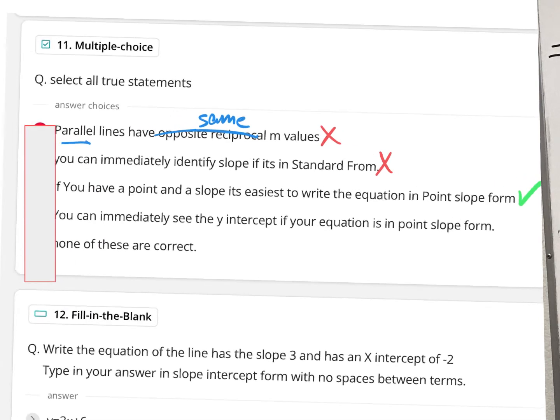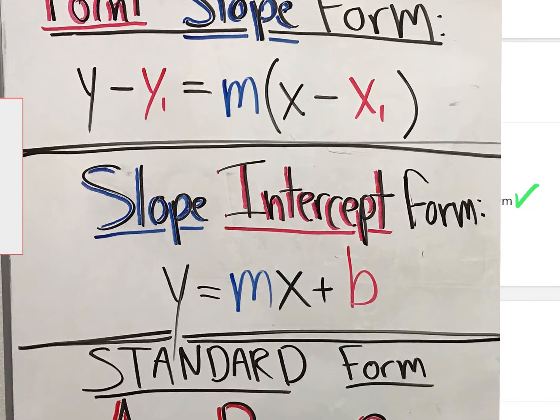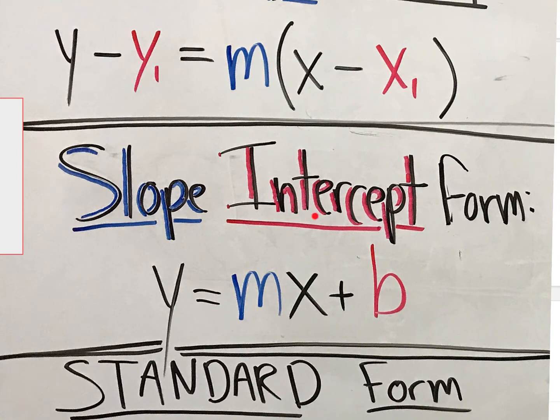And now for my final one, it says, you could already see the answers there. I apologize. We already know that these other ones are false. You can immediately see the y-intercept if your equation is in point-slope form. That's false. The y-intercept is the b value, okay? So in order for you to see the y-intercept, it would have to be in slope-intercept form. That's the b value. You could immediately see where your line crosses the y-axis.